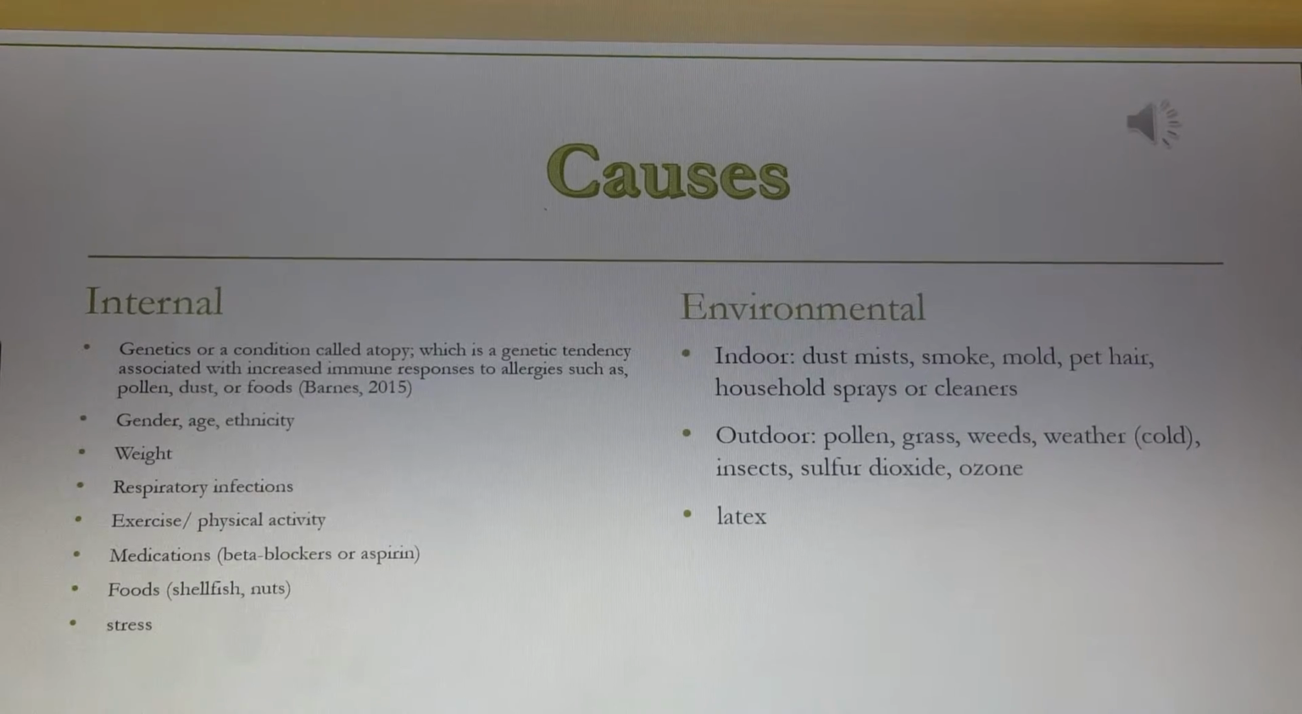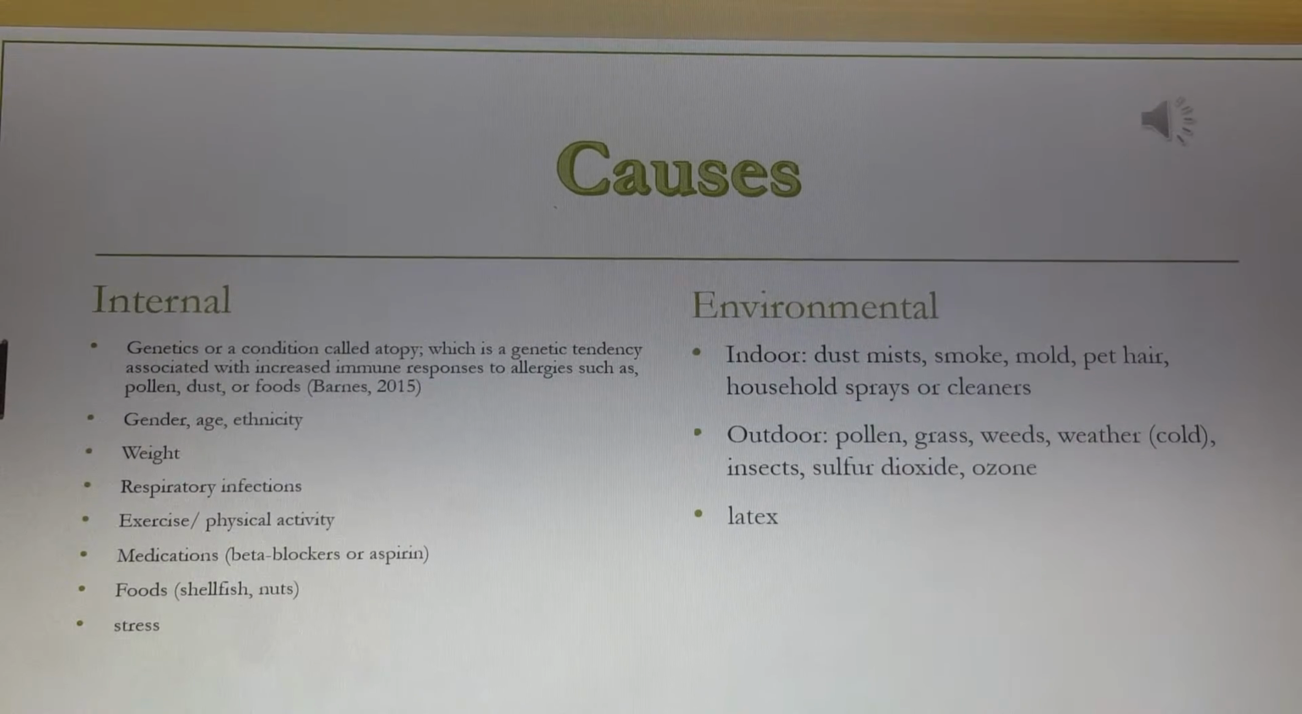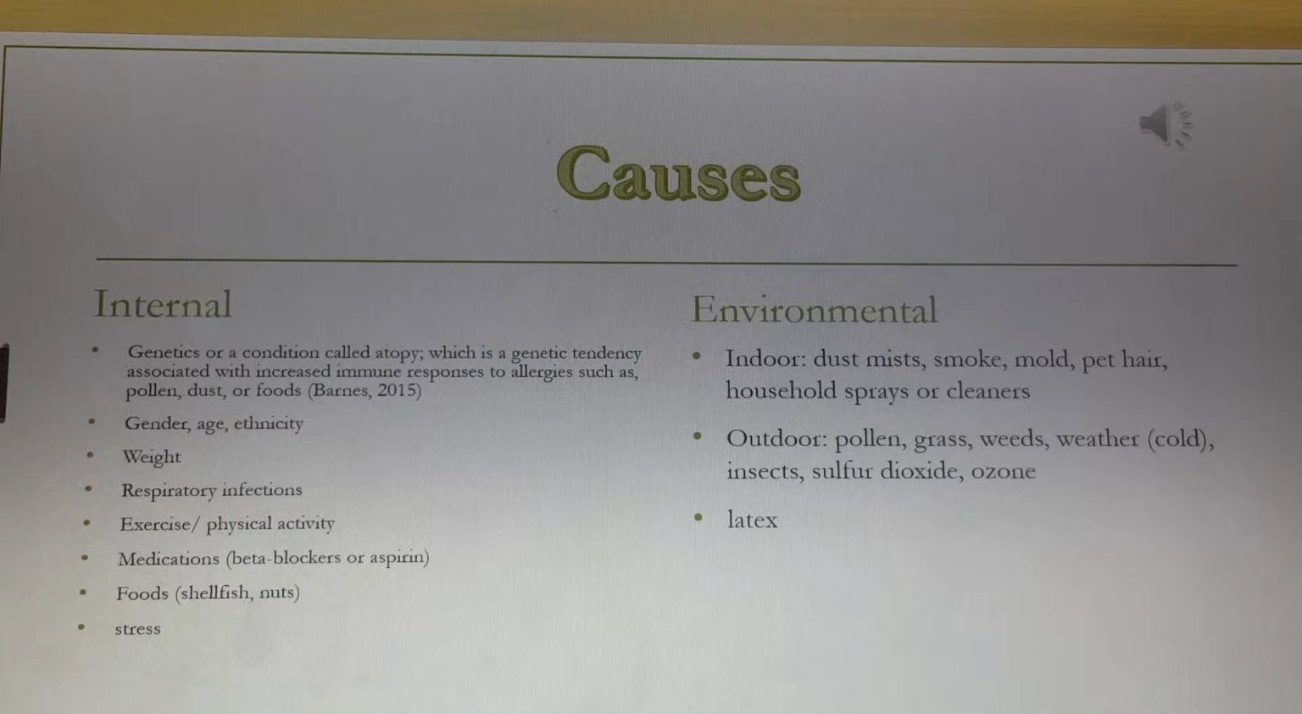The causes of asthma can be internal or environmental. Internal causes are genetics, which is also called atopy, a genetic condition associated with an increased immune response to allergies such as pollen, dust, or foods. It's also attributed to weight, respiratory infections, exercise, and medications. Environmental conditions can be dust mites, smoke, mold, pet hair, household sprays, pollen, grass, or cold weather.